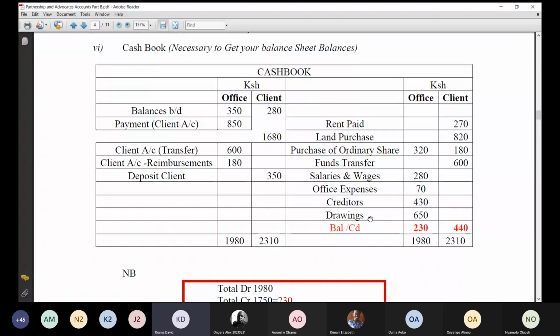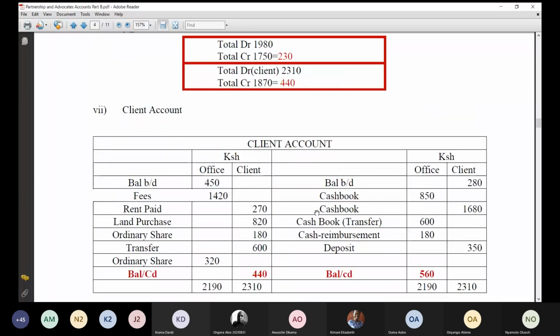Note 5, the firm received 180,000 shillings from clients in settlement of disbursements made to the office account. So if the office received, we will debit the cash book, the office side, that is money that came in, but we are also going to credit the office side of the client account so that our disbursements are reduced.